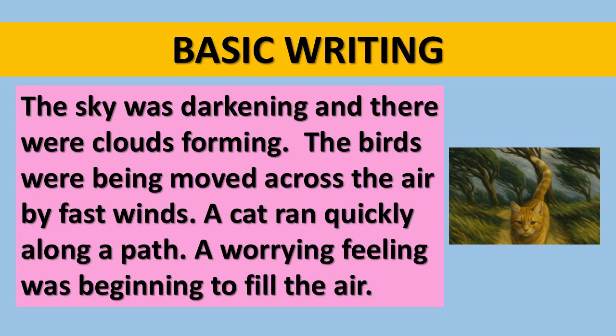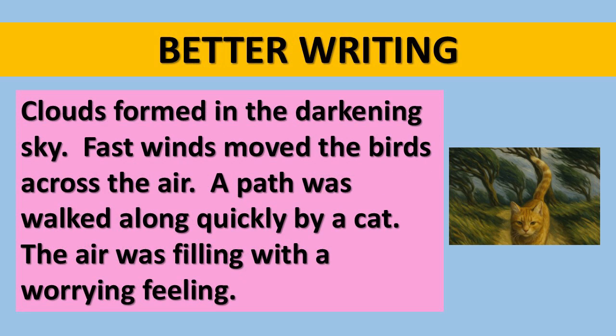So that's our basic piece of writing. And what we can do is make that a little bit more interesting by flipping sentences. So I'm going to show you an example of that and then teach you how to do it. So here is some better writing. Clouds formed in the darkening sky. Fast winds moved the birds across the air. A path was walked along quickly by a cat. The air was filling with a worrying feeling.